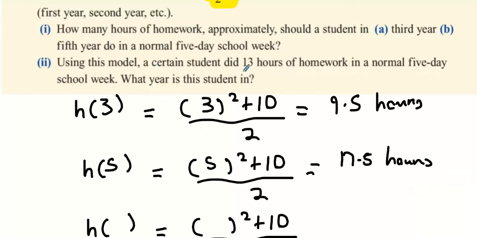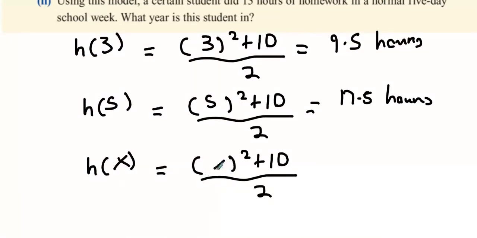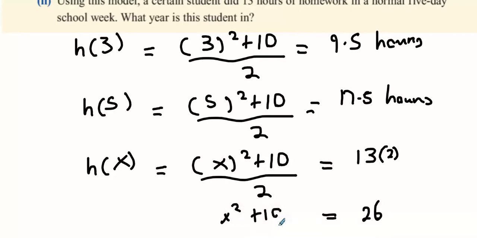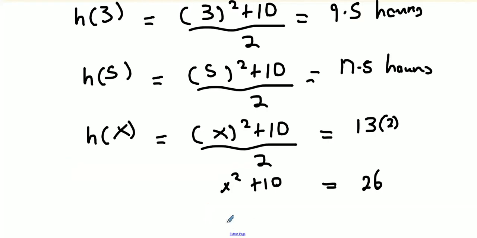Using this model, a certain student did 13 hours a week homework. What year is the student in? So in this case, it's x equals 13. Division of 2 on the left is what when you move it to the right? Multiplication. So x squared plus 10 is 26. And then after that, x squared equals 16, x equals 4. 4th year is doing 13 hours homework a week. Now, yes, trial and error.